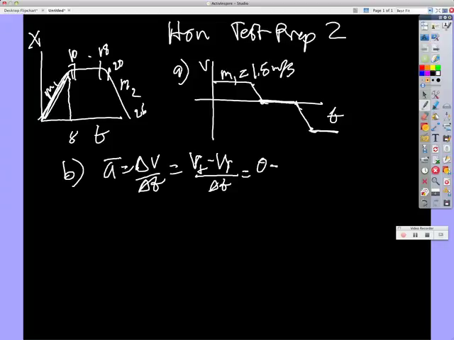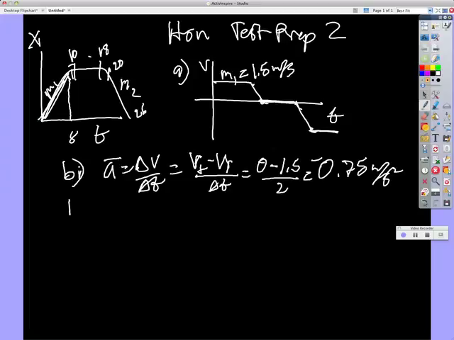Please take a look at that and see if you agree with me. Do you get a value of 1.5 for that? Okay, so then that gives me 0 minus 1.5 over 2 seconds, which gives me an acceleration of negative 0.75 meters per second squared. Everybody cool with that? Sorry, this is B-I.